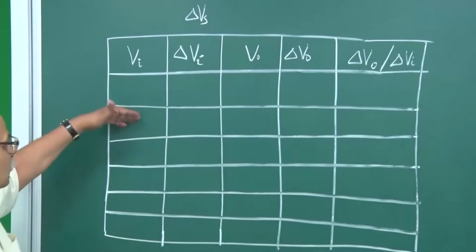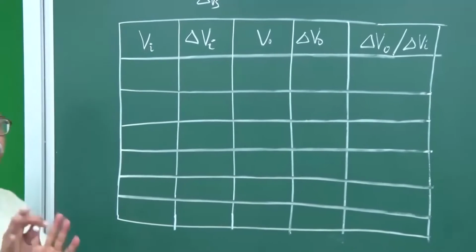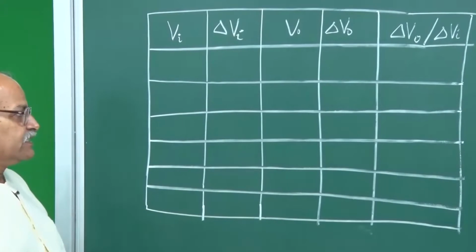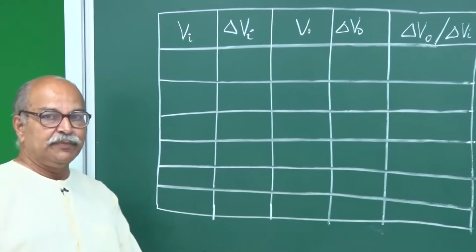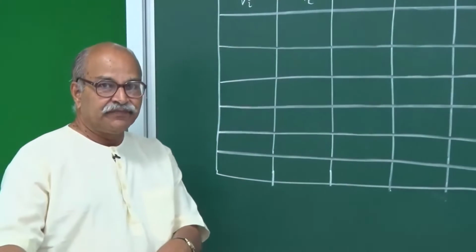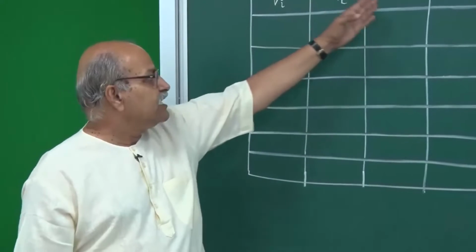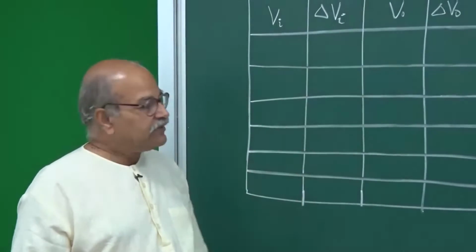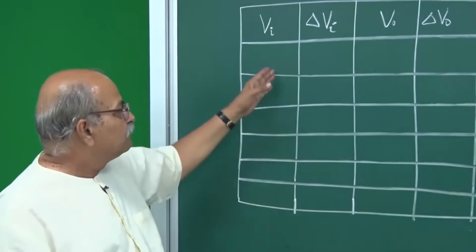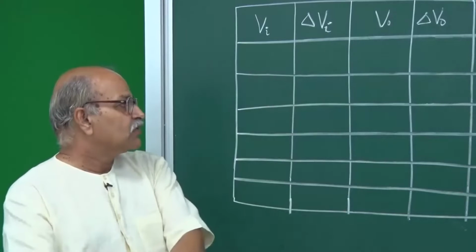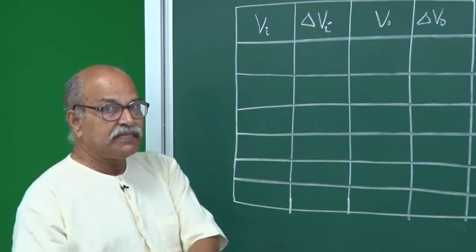So, different readings we will note in different rows. Let us take 1, 2, 3, 4, 5, 6 to get the idea of how it changes. Okay. So, I will be doing the experiment, and on the two multimeters you will have this Vi and Vo, and then I will ask Mr. Ranjit to fill this table as I will call the numbers from the experimental table.